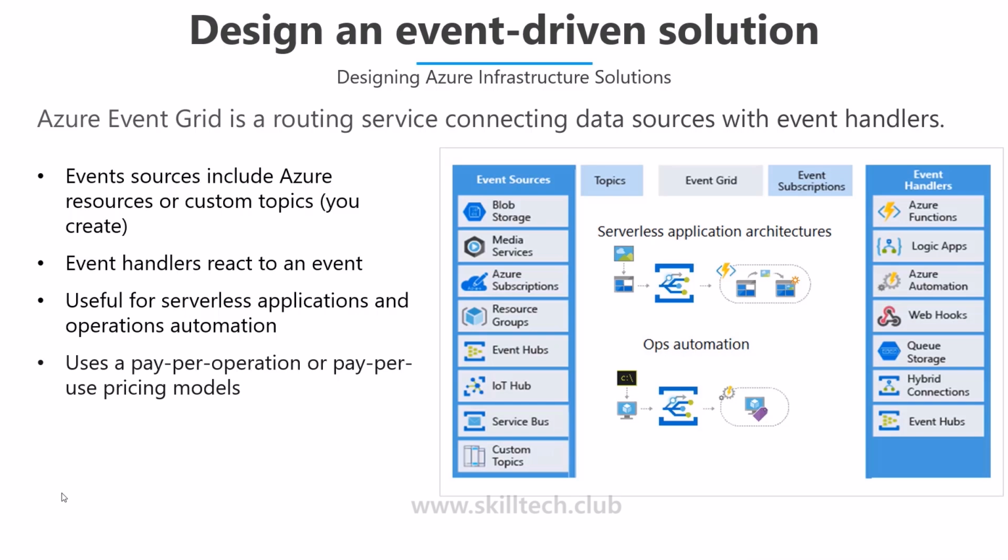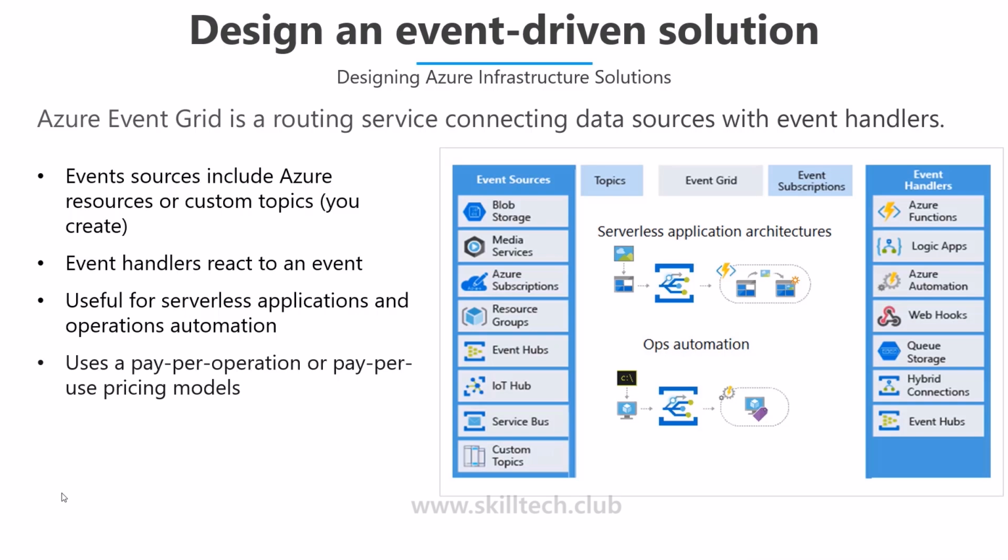Event handlers are going to react to these events at the other end, and there are chances that your event handlers are going to take actions based on these events, based on whatever logic you have written inside. This is useful for serverless applications and operations automation. Most of the time when you're using Azure Functions, Logic Apps, Media Services or Event Hub, you also have to use Event Grid with that to make sure that the process of this automation and event-based execution is going smoothly.